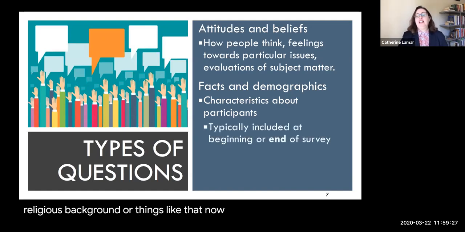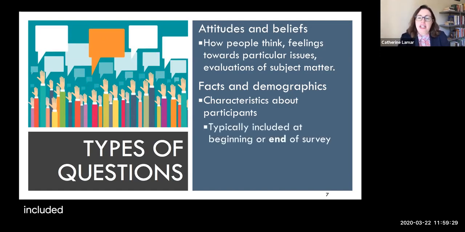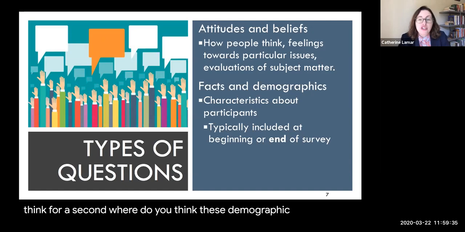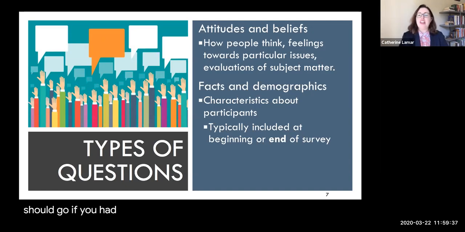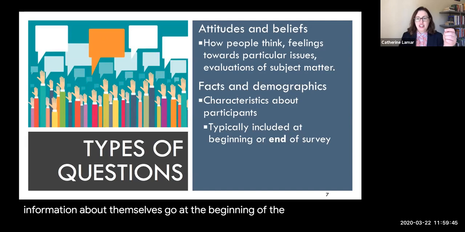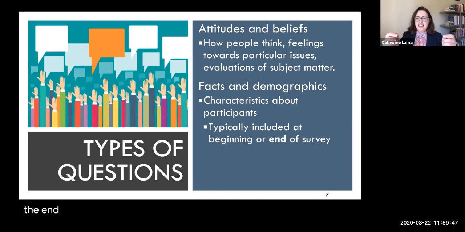Now, typically, these tend to be included at the beginning or the end of the survey, but I want you to think for a second. Where do you think these demographic questions should go if you had to choose? Should all of those demographic questions where participants provide information about themselves go at the beginning of the survey or at the end of the survey?